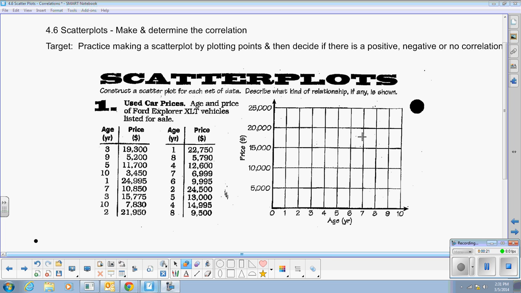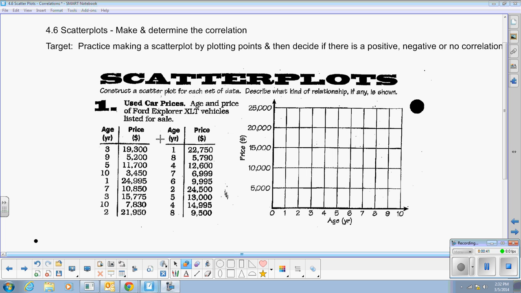So this first scatter plot is on the first activity I want you to do with it. There's actually three, so be sure that you get this worksheet here. So it says scatter plots at the top. There is a back side to it, but make sure that you have it turned to this side that says scatter plots. We're going to construct a scatter plot for each set of data, and then we're going to describe what kind of relationship, if any, is shown.